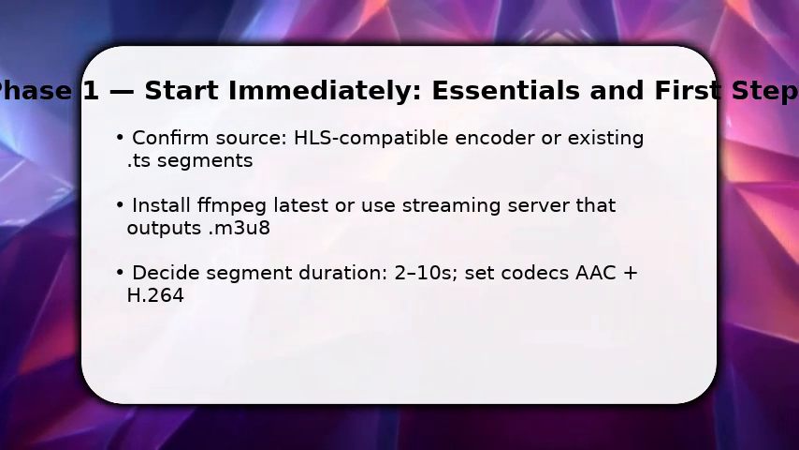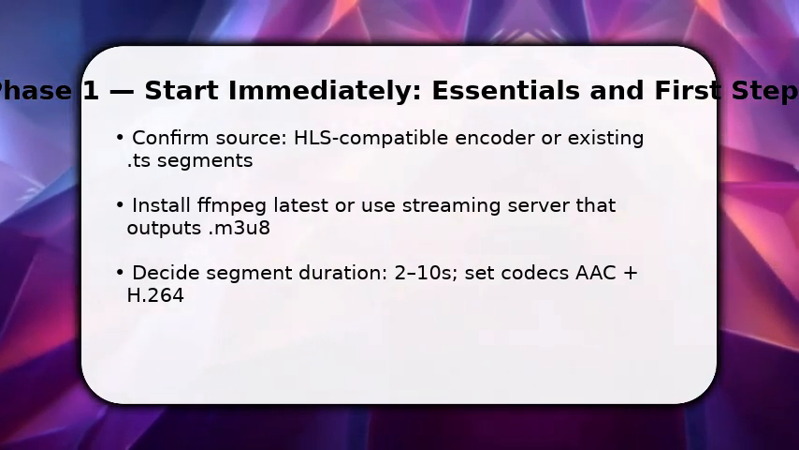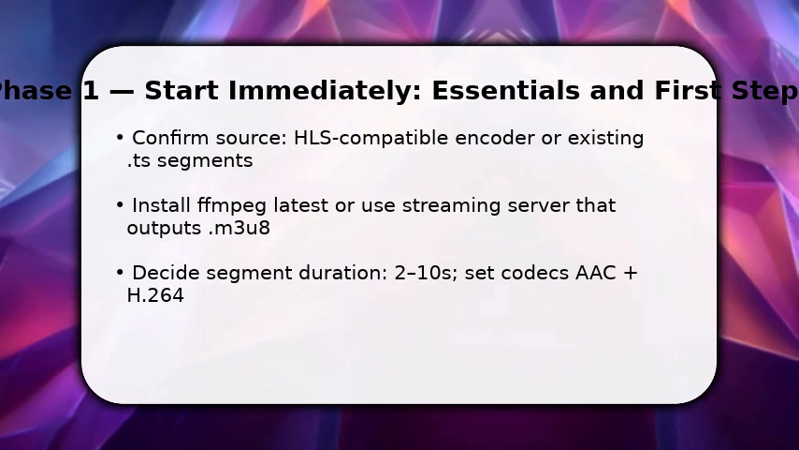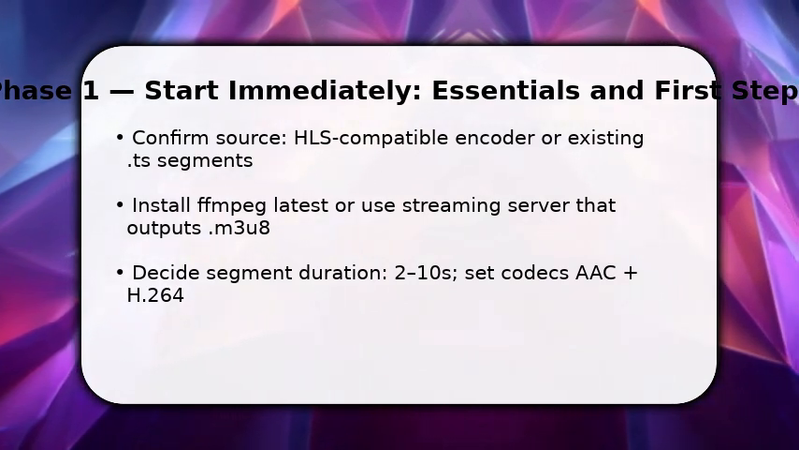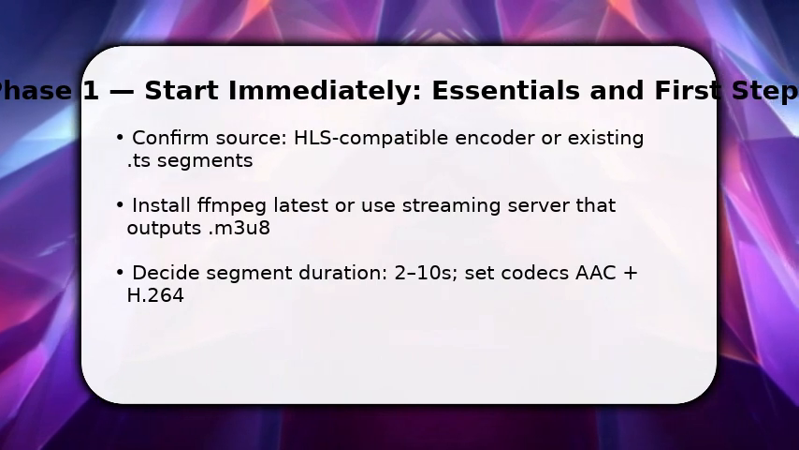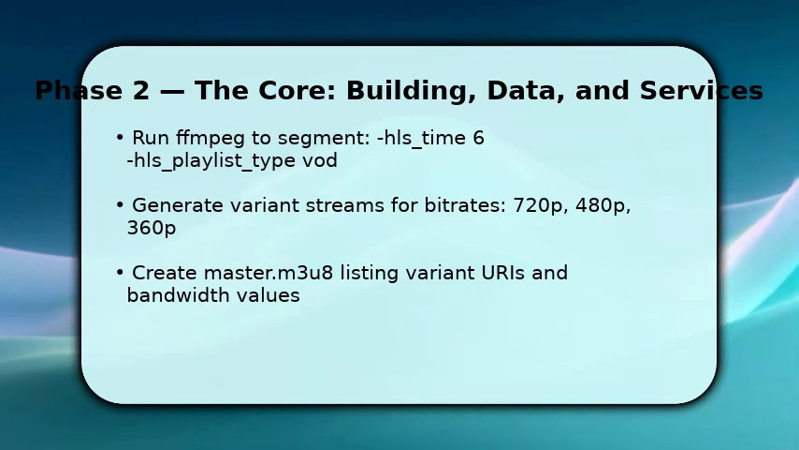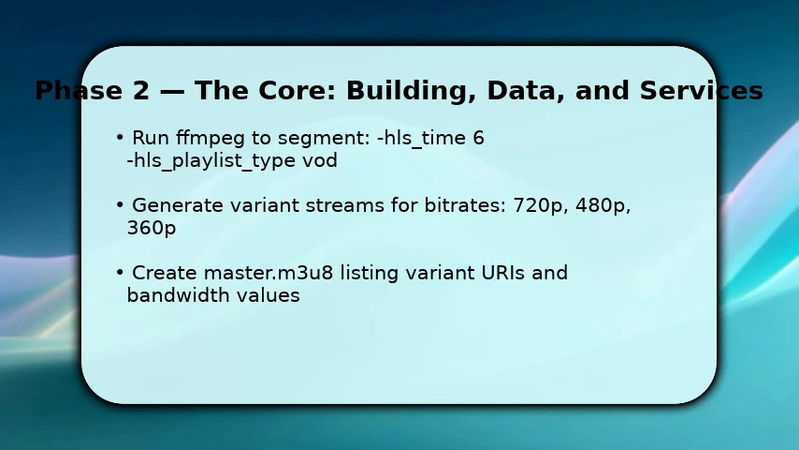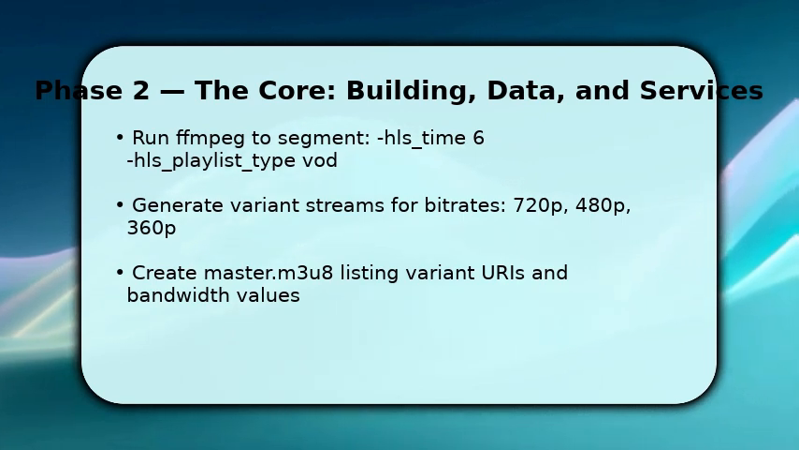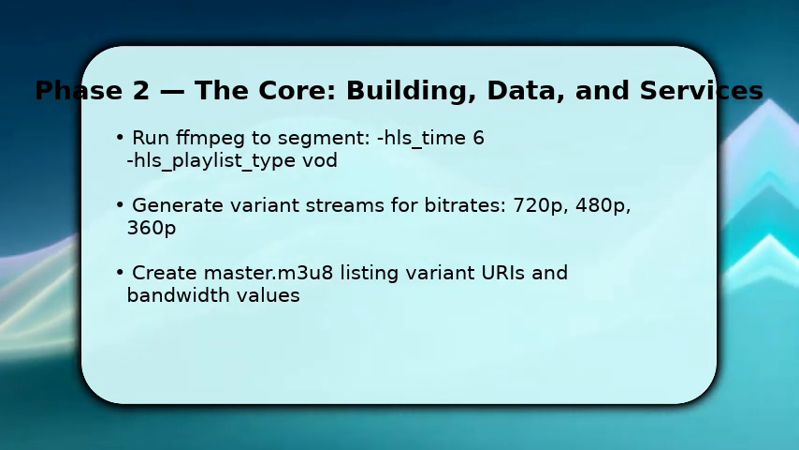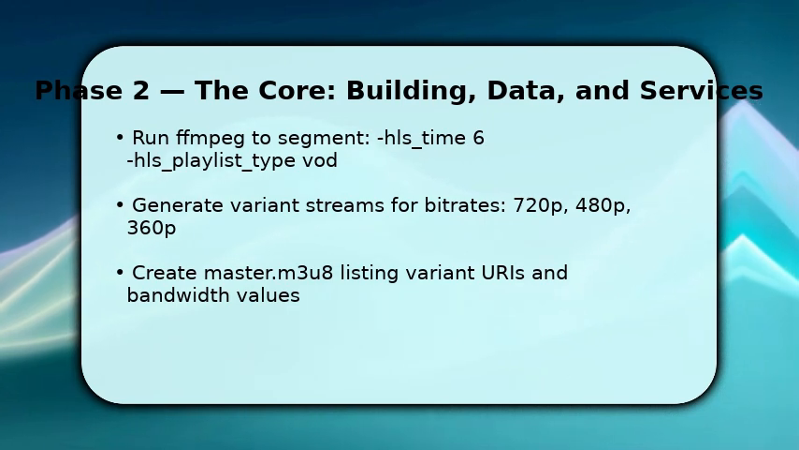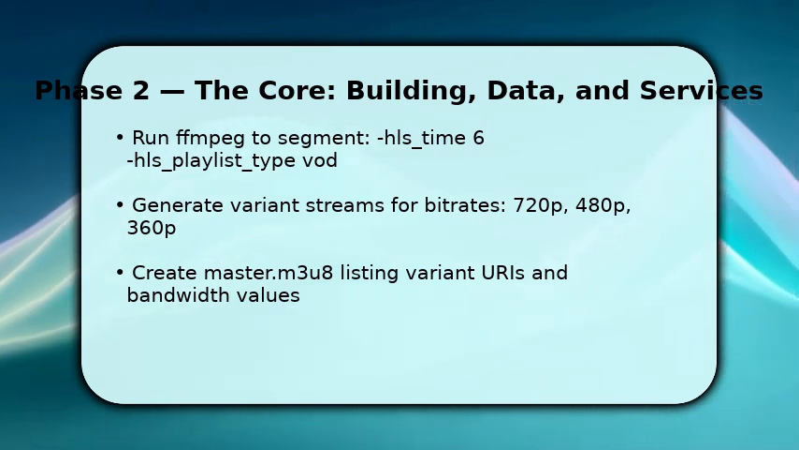Once done, configure output naming with an indexed pattern so clients can request segment files. Make sure playlists are written atomically to prevent half-written M3u8 files. Now create the TS fragments and a media playlist by running FFmpeg with HLS flags. For example, use HLS times 6 and HLS playlist type VOD, which produces consistent segments and a stable M3u8.